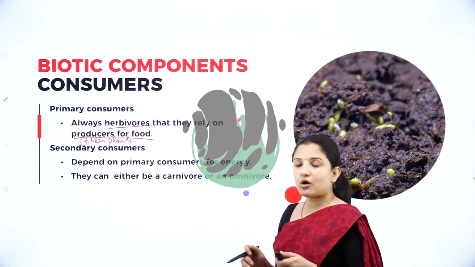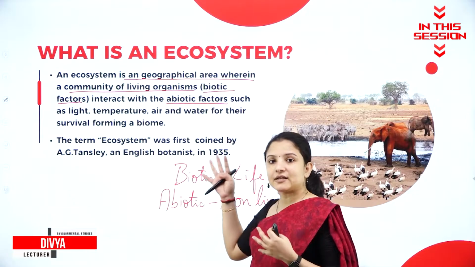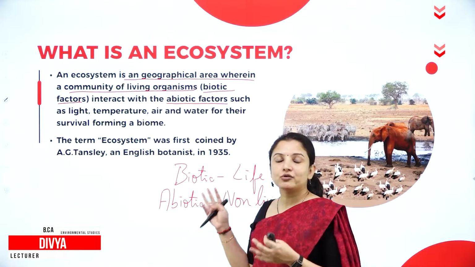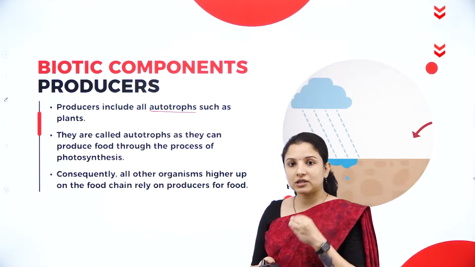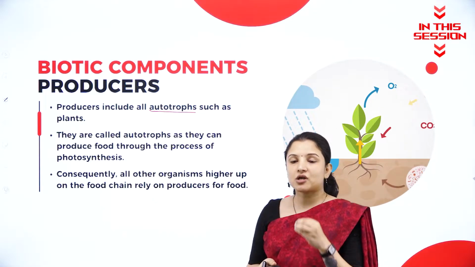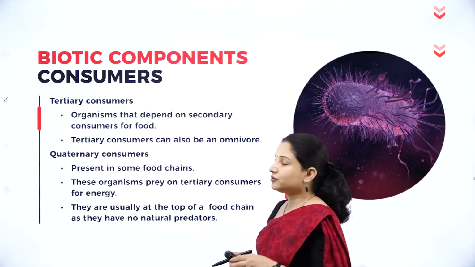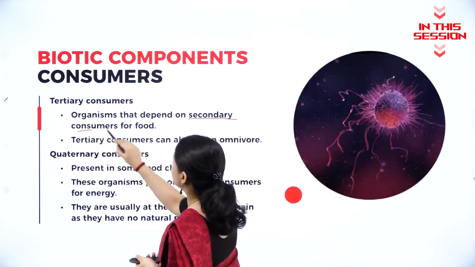Secondary consumers always depend on the primary consumers. Biotic are the ones that have life, they are the living organisms. Abiotic are the ones that do not have life, they are the non-living organisms. So autotrophs are the plants which are capable of synthesizing their own food. So tertiary consumers are the organisms that depend on the secondary consumers for the food.